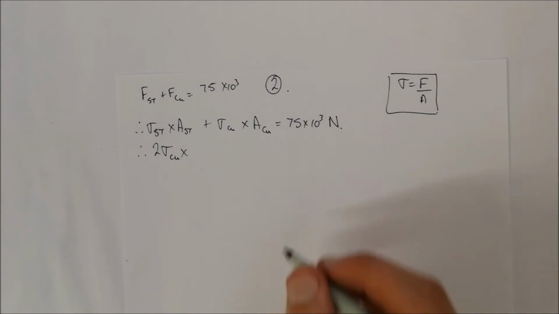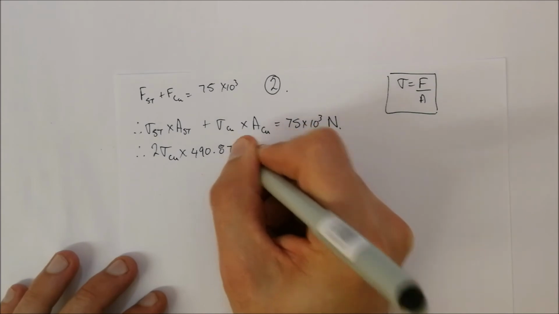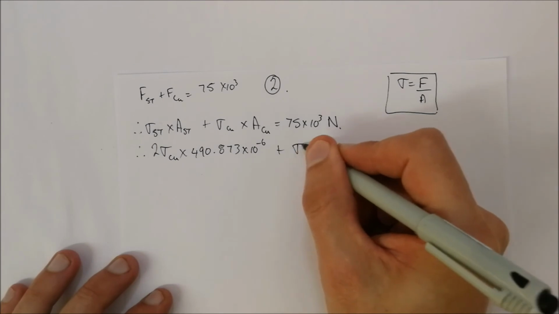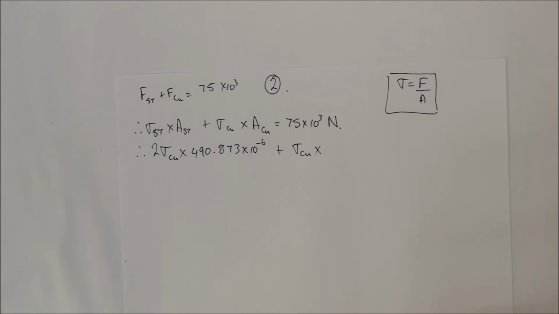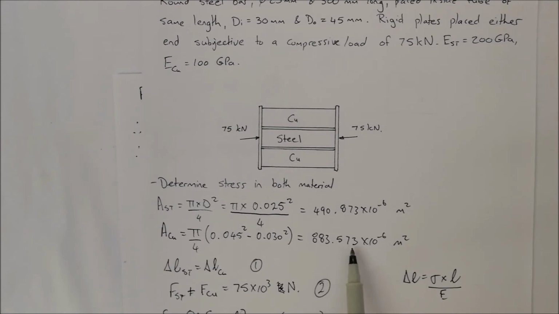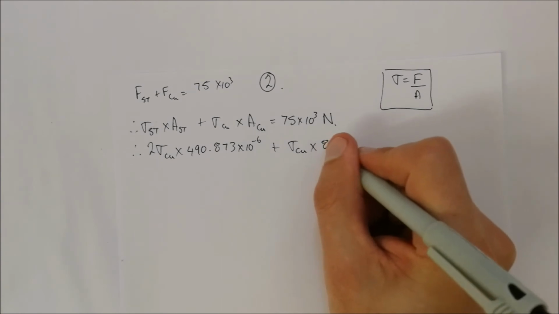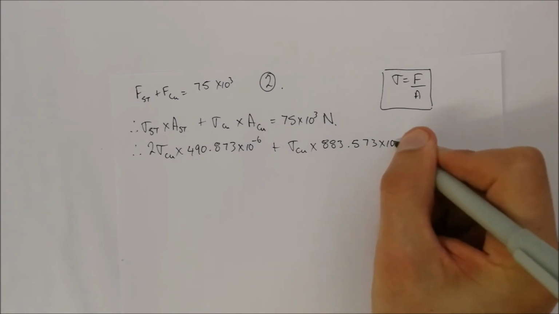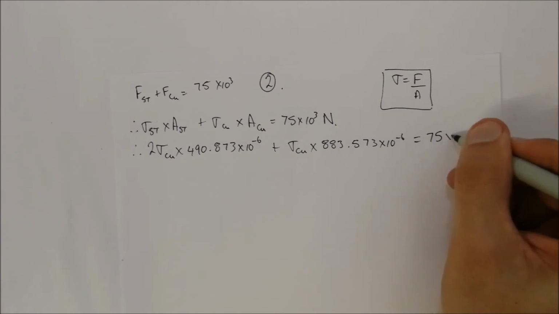Okay, so that's going to be 419.873 times 10 to the minus 6 plus the stress of copper multiplied by, and we're looking at the cross-sectional area of copper. And if you remember, we did the calculation of that, and that was 883.573 times 10 to the minus 6 square meters, and that is equal to 75 kilonewtons.